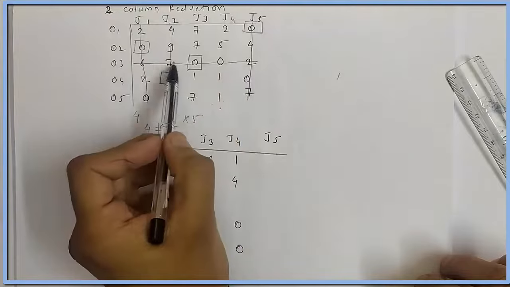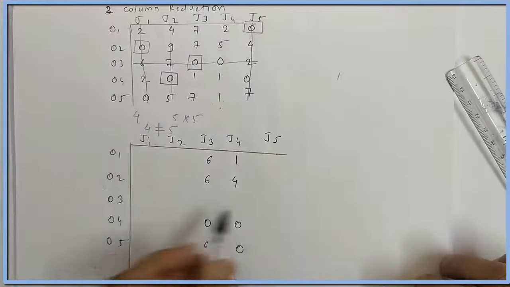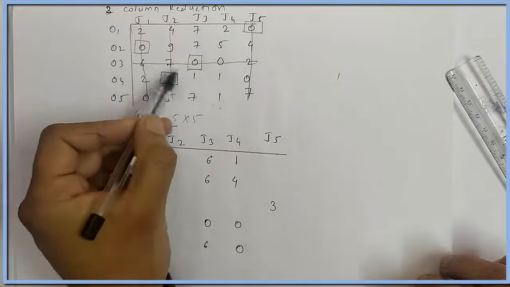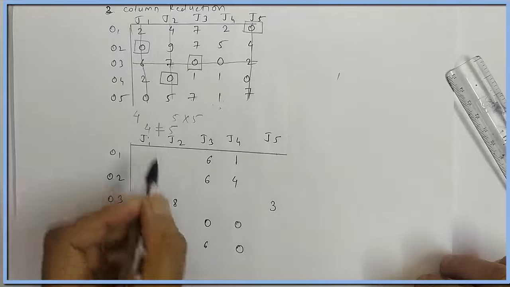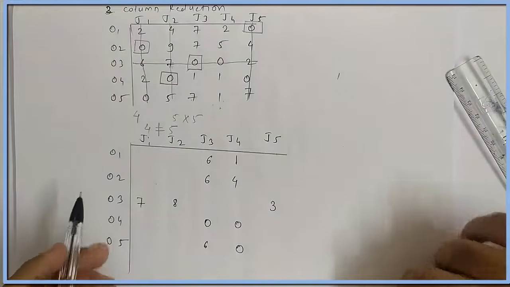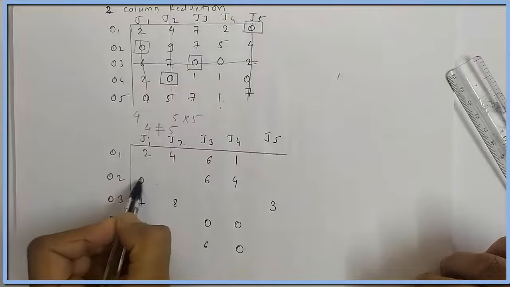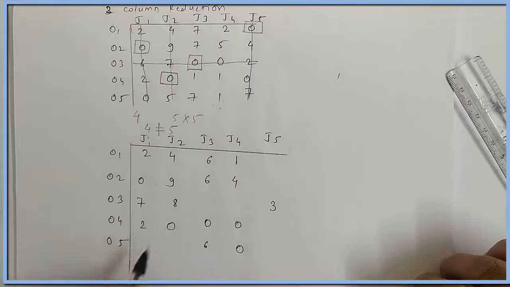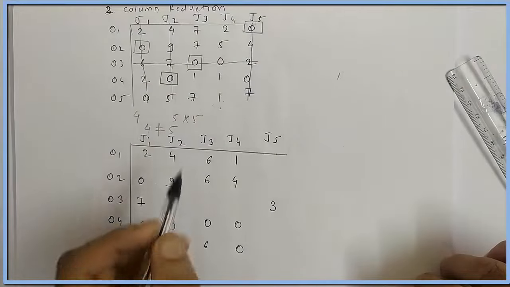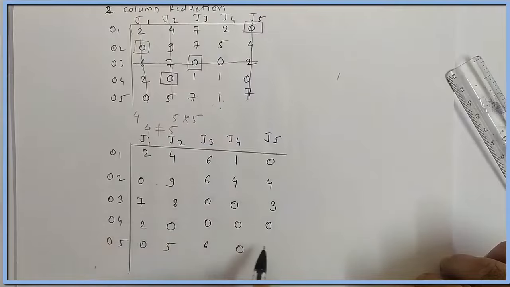Intersection elements 2, 7 and 6: we will add this 1 to the intersection elements. 2 plus 1 is equal to 3, 7 plus 1 is equal to 8 and 6 plus 1 is equal to 7. After this, write down the remaining elements as they are: 2, 4, 0, 9, 2, 0, 0, 5, 0, 0, 0, 4 and 0, 7.